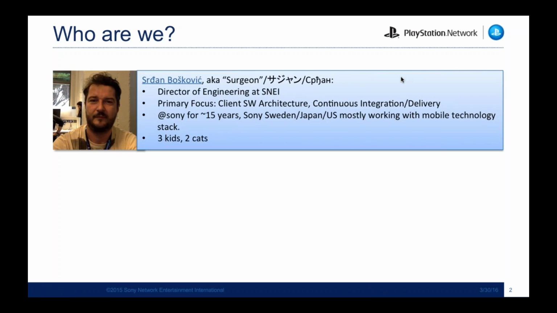And let me click. So who we are. My name is Srdjan Bosckovic. Since it's almost impossible to pronounce, most people here in the States call me Srdjan. Japanese folks say Srdjan, but the true pronunciation is Srdjan. I'm Director of Engineering here at SNEI, Sony Network Entertainment, and my primary focus is client software architecture and continuous integration and delivery setup. I've been at Sony for almost 15 years now. It's amazing. And in various different organizations and sites. So Sony Sweden, Japan, and US. And I've been working mostly with the mobile technology stack. I have 3 kids and 2 cats.